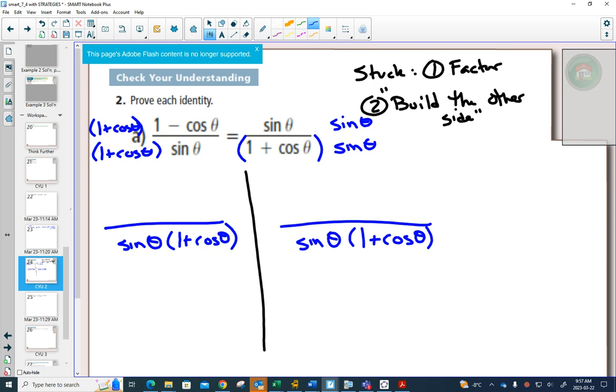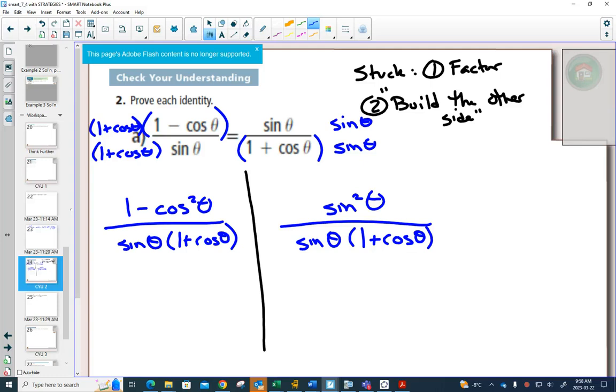On the right-hand side, my denominator will be sine times sine, which is sine squared theta. And on the left-hand side, 1 plus cos times 1 minus cos. This unit uses differences of squares a lot. So do you recognize that 1 plus cos times 1 minus cos is the factored form of a difference of squares? Then you can multiply it out really quickly and get 1 minus cos squared theta.